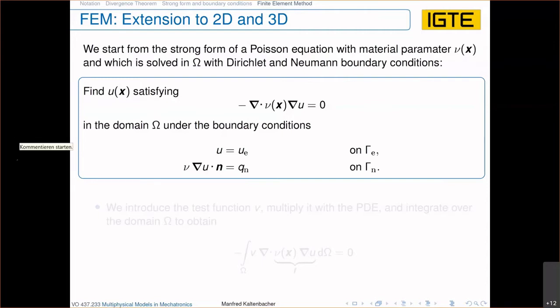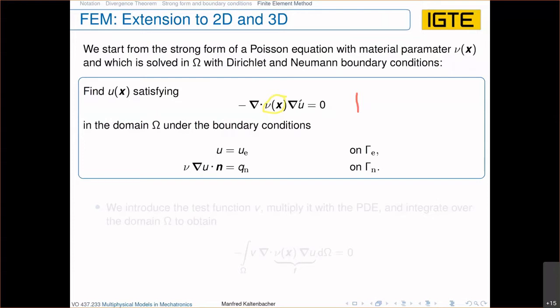which is a Poisson equation in this sense. So we have, as you can see here, minus the divergence, then we have a material parameter, which I just enclose here, nu. For me it is important that you see this material parameter also depends on the space. Gradient u is equal to 0, so u is our physical quantity.